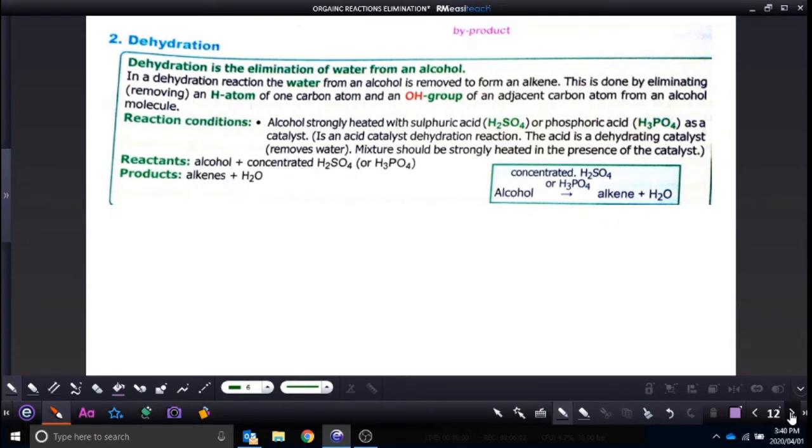Now we're going over to dehydration. That's what the word says: we are taking water from our compound. A dehydration reaction is where water is removed, and the hydrogen forms water with the OH group. We need an alcohol and concentrated H2SO4, and it forms an alkene and water. For reaction conditions, we need a very strong catalyst, namely sulfuric acid or phosphoric acid. The acid is the dehydrating catalyst, remember, like in esters, and then we will form the alkene and the water.